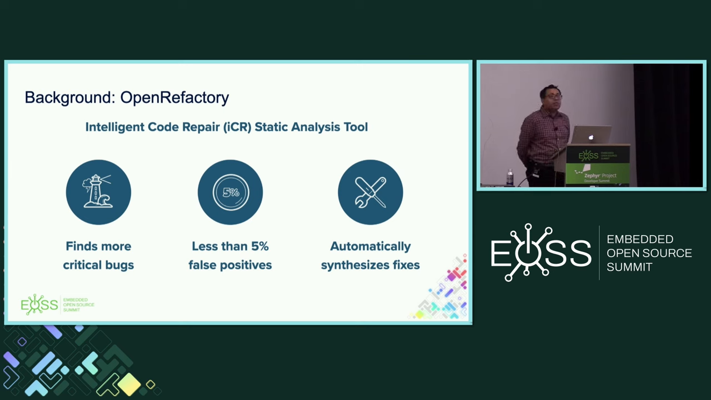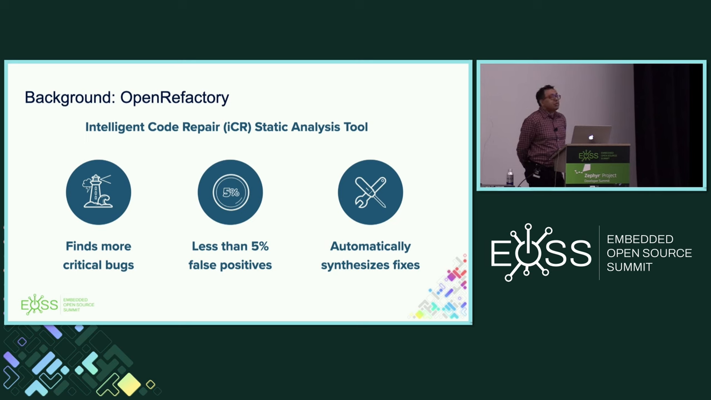We are finding more critical bugs. We are also doing that with dramatically low false positives. We have less than 5% false positives on benchmark tests, whereas the other industry tools give you between 70 to 90% false positives. So of 10 bugs that they identify, 9 of them are probably wrong. It gets better for some tools, of course, but that's the other end of the spectrum.